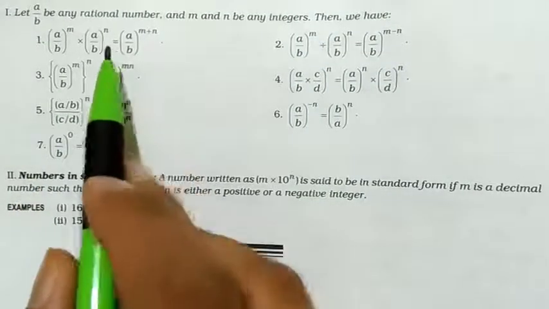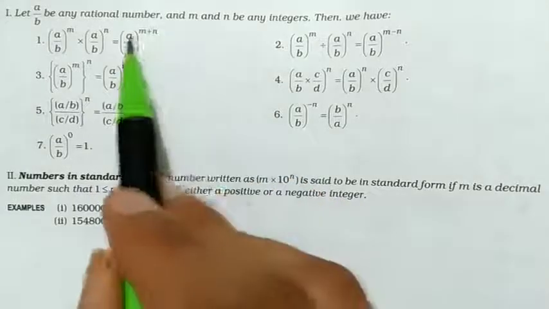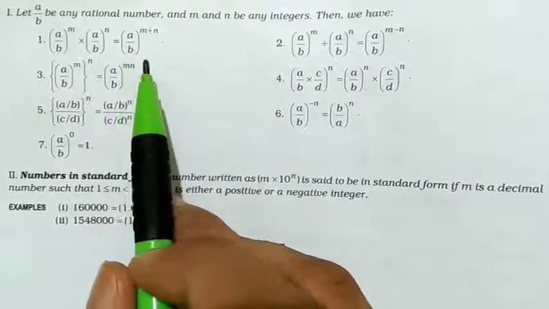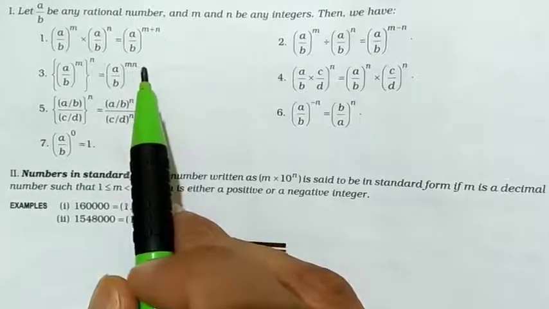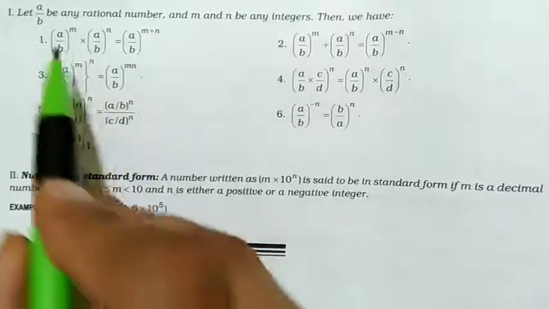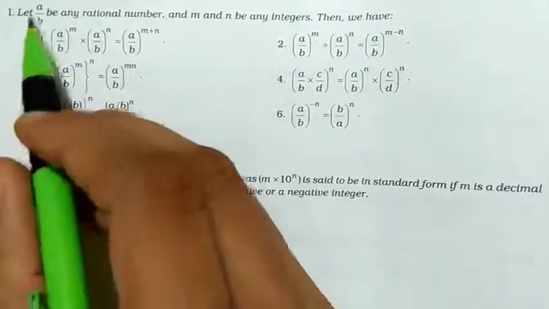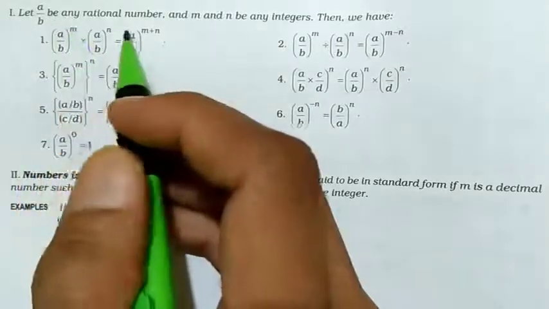Hello my dear students. In this video we will discuss very important points of chapter 2 exponents of class 8 mathematics. First point is let a by b be any rational number.